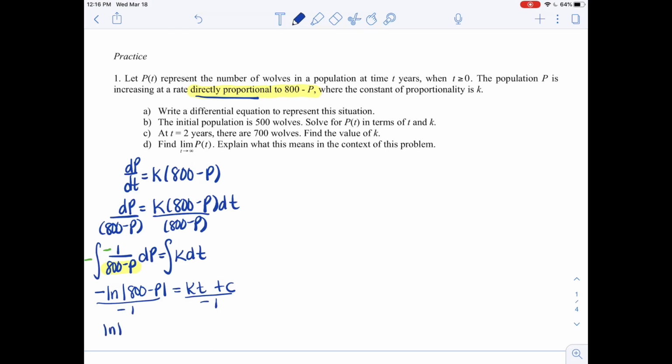Okay, so let's think about what happens here. On the left, I have ln of 800 minus p. On the right, k is just a constant. So if I divide k by -1, isn't that still just a constant? This I can literally leave as just kt if I want. If you want to make it negative kt, that's fine.